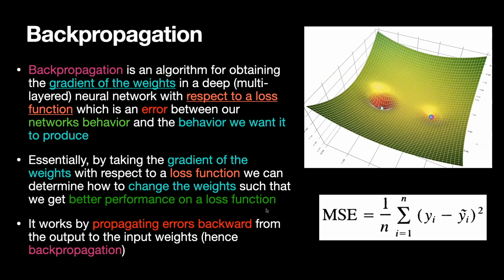And then the network's going to try to fix its weights, change its weights such that it's more likely to see a 1 and output a 1 label. And basically what you do is you take the gradient of the weights. So we go back to calculus. You take the gradient of each of the synaptic weights with respect to a loss function. And that's how you can determine how to change the weights such that you get better performance on that loss function.